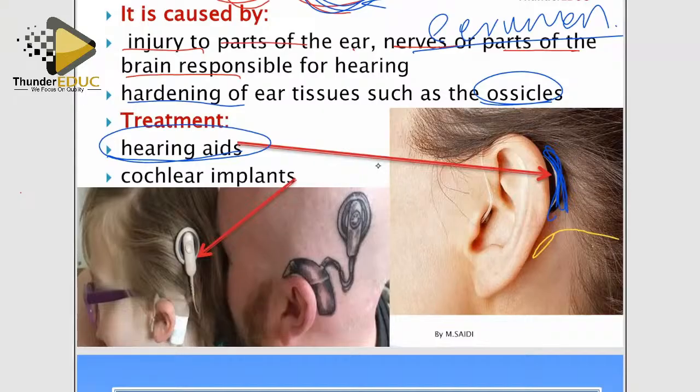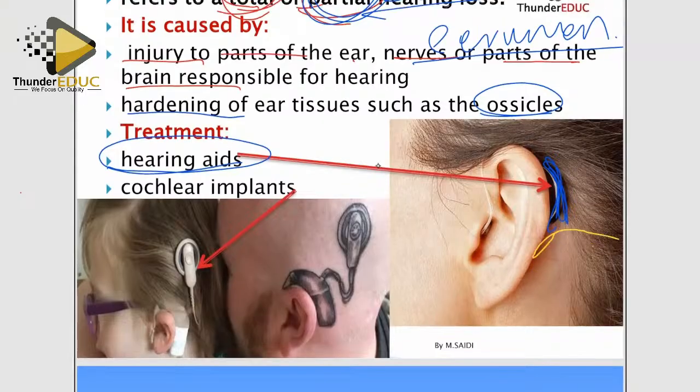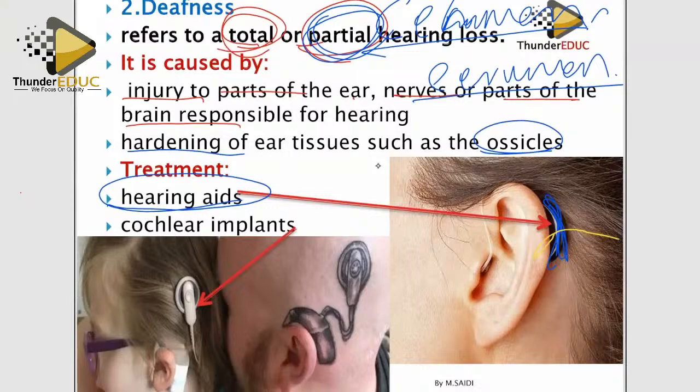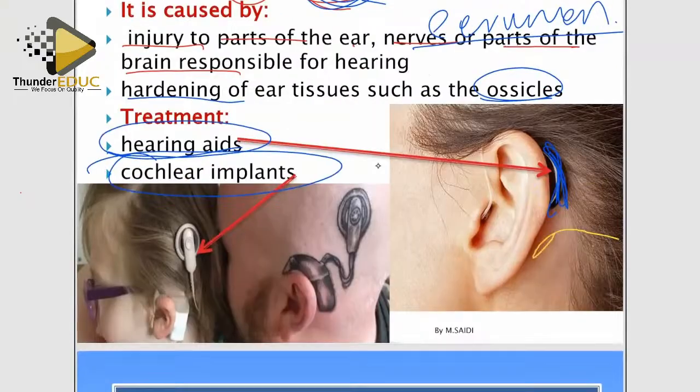Number two, if it is your cochlea which has been damaged, then you have to do the cochlear implant, like this kid. They drill here in your head so that they reach the cochlea. So this one is just a tattoo. The dad is showing the kid that no, you are not alone, I'm also having that. You understand? Just not to bring that.